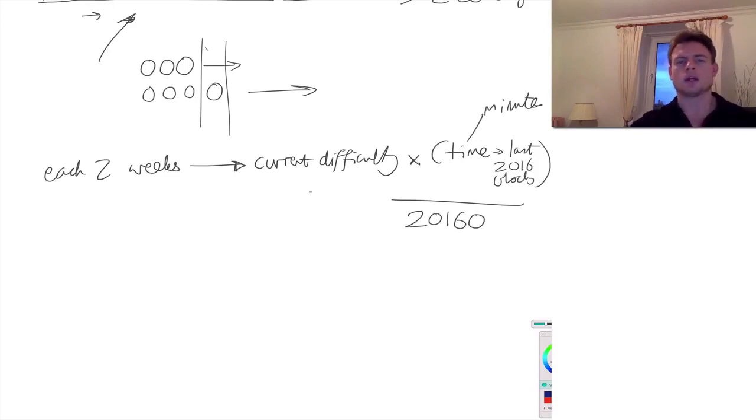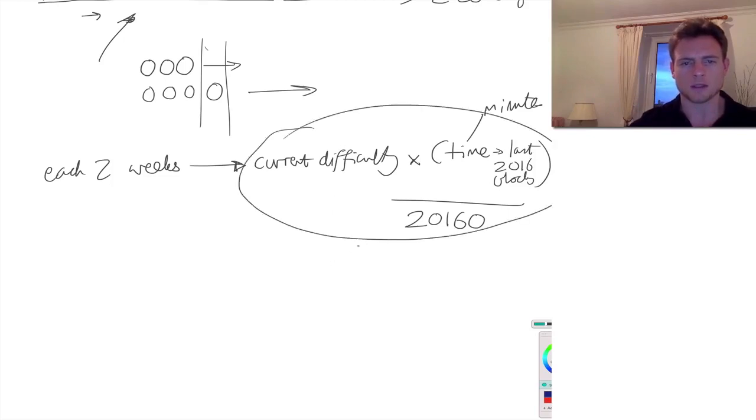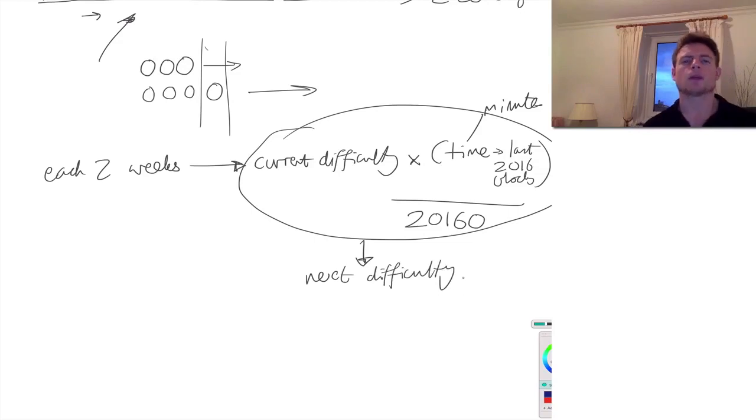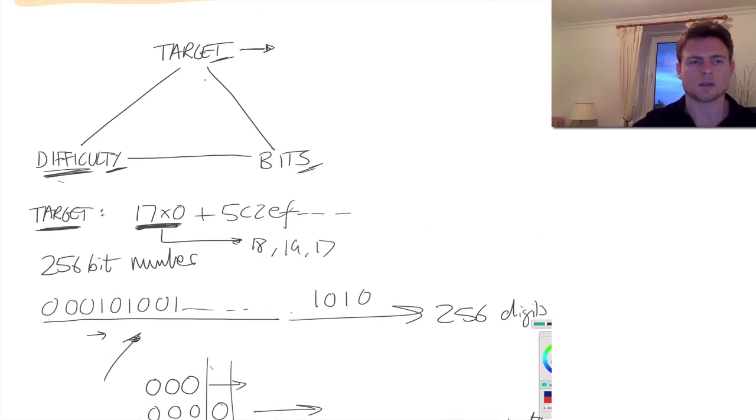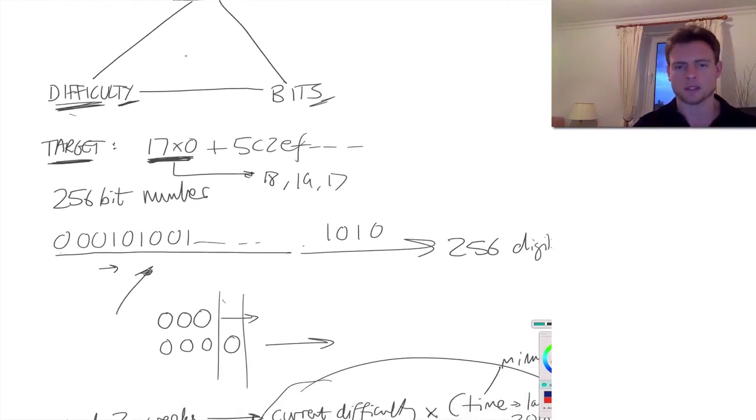So clearly, this quantity here, this big thing here, is used to create the next difficulty, or more specifically, the next target. So actually, I'm going to scratch that out and say next target, because as you saw, difficulty is actually something quite different. But the target is this number that we're trying to get a hash that's less than, right?